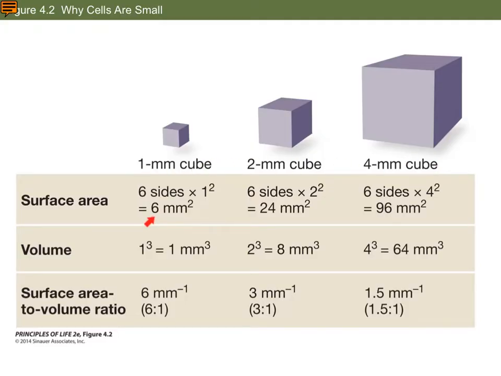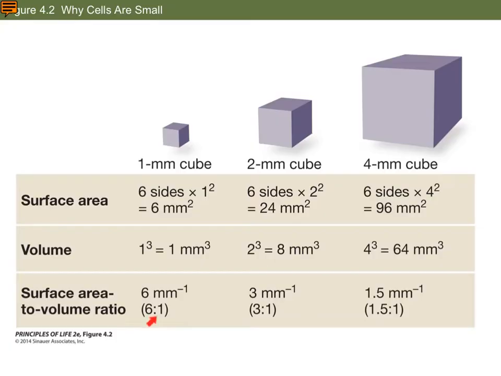Your surface area goes from 6 to 24 to 96. However, when you look at the volume of the same cubes, going from 1 to 2 to 4 millimeters, the volume of the cube is changing at a different rate. So we go from 1 to 8 to 64. And so what happens is when you take the surface area and you divide it by the volume, you get a ratio. And that ratio helps us predict how efficient a cell is going to be.